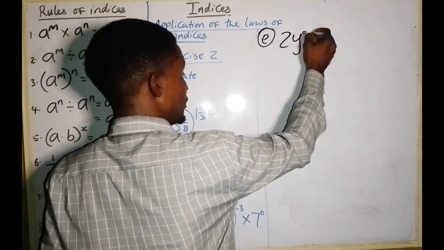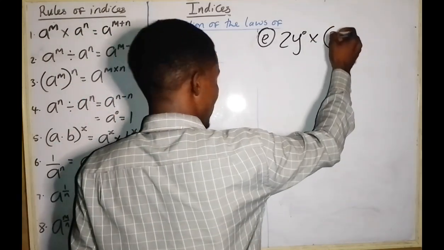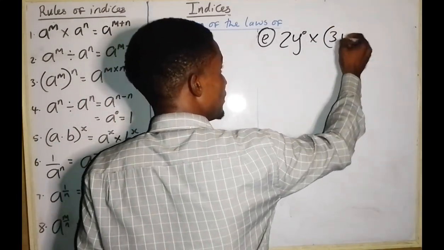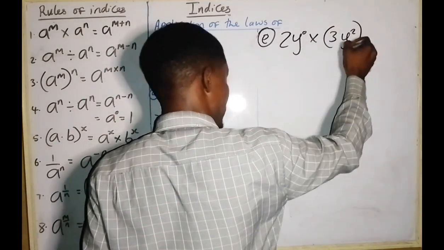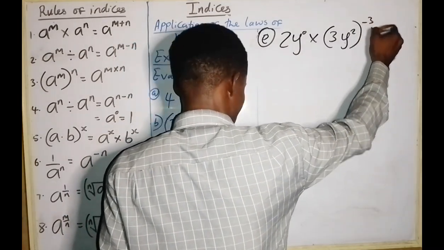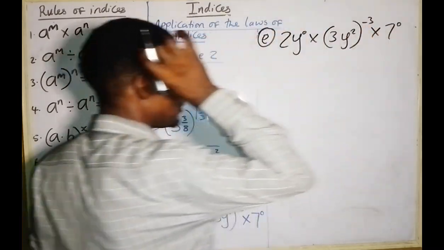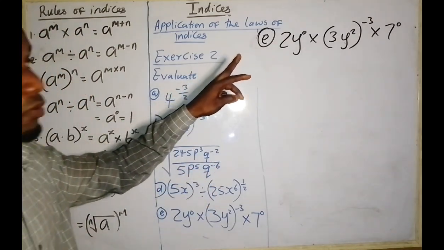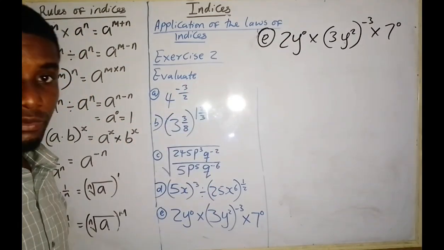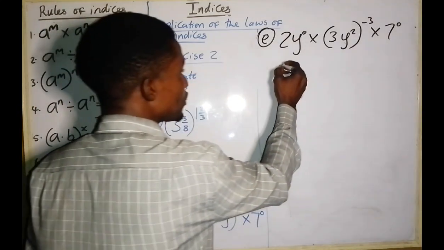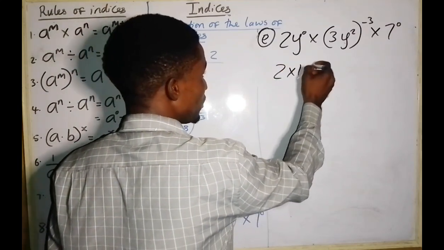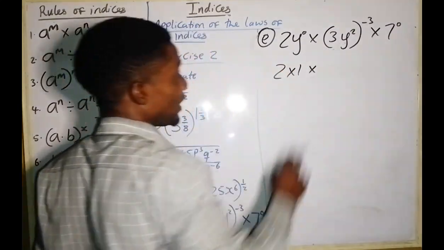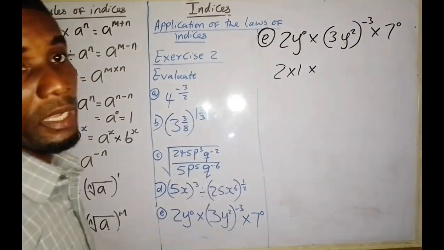The fifth question says evaluate 2y raised to the power of 0 times open bracket 3y raised to the power of 2 close bracket raised to the power of minus 3 times 7 raised to the power of 0. So don't forget, we recall that for the zero index law, anything raised to the power 0 is always what? 1. So we're going to be having 2 times 1 times. Now let's apply our product power law here.